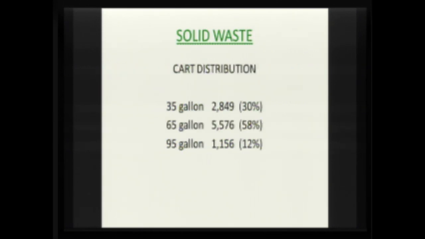Next slide. So, what is the distribution of carts in the city of Burlington? Right now, approximately 30% of our customers have the 35-gallon cart, about 58% have the 65-gallon cart, and about 12% have the 95. Now, I did not go back to the computer system to look. Some of those 65-gallon and 95-gallon cart users have a second cart, an additional cart. We have somebody out there who has 4 95-gallon carts.